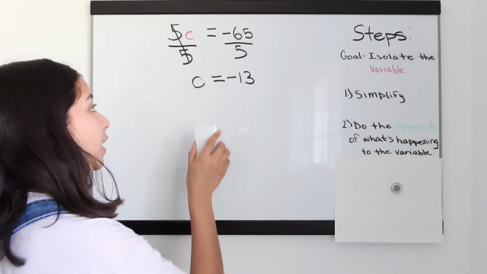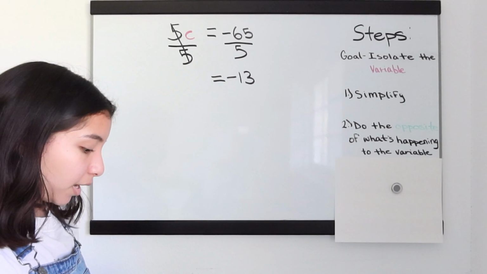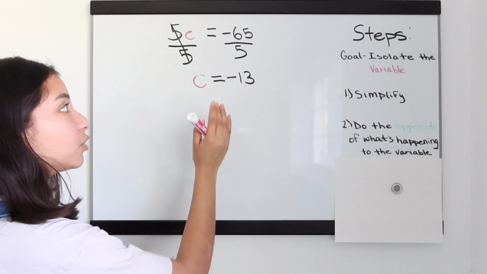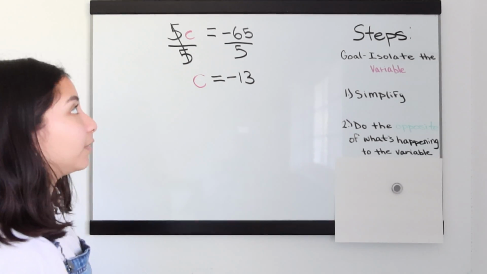The only thing I'm going to change is the color of the c. I just want to make it clear that the variable is c. Okay, so our answer is c is equal to negative 13.